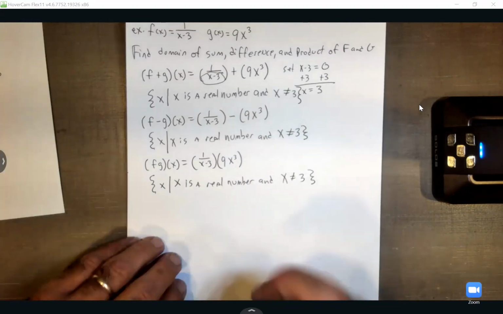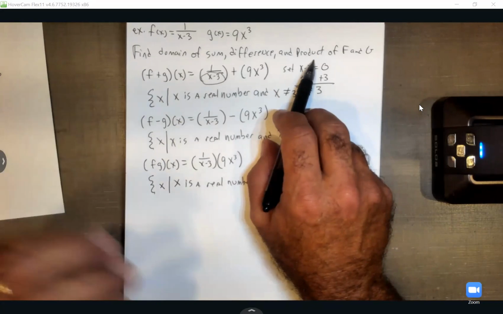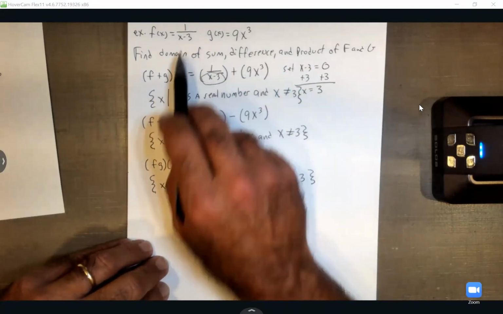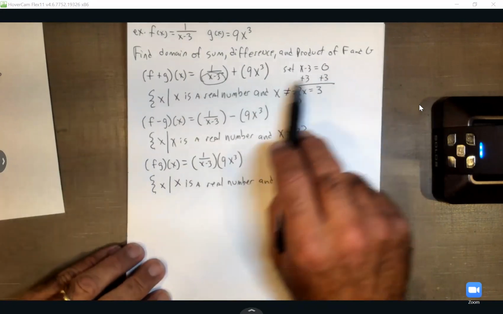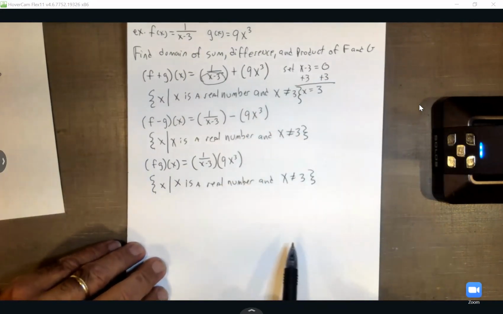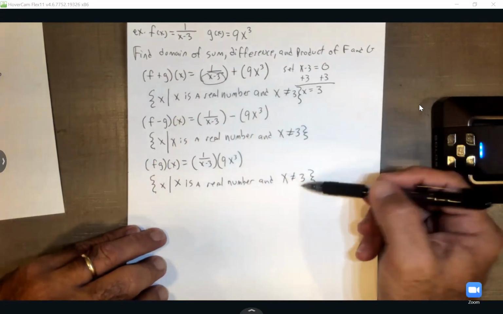Okay, so one where there weren't no fractions, all 3 of these operations had the same domain. If they have fractions, all 3 of these operations still have the same domain down through here, okay? So if you're doing these 2 problems and you get that first domain, you're pretty good on the other 2, okay?